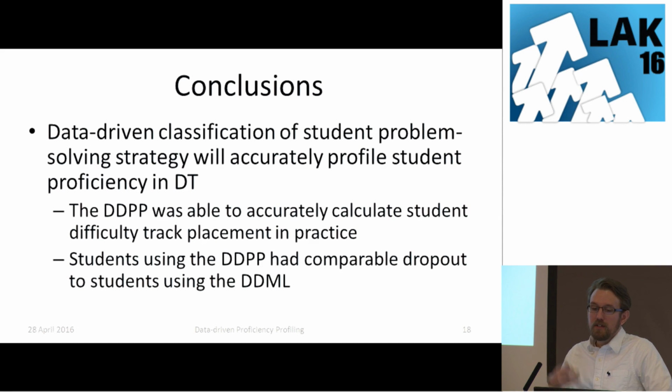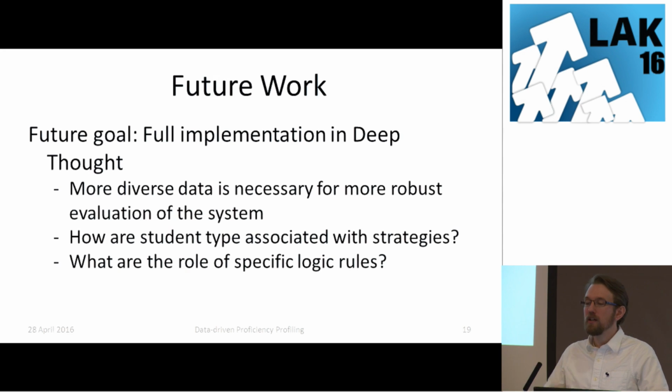So overall conclusions, we were able to accurately calculate student difficulty track placement, and this is in practice. And students who use this had a comparable dropout rate, if not maybe a little bit better, although it is definitely a little bit difficult to tell without getting more data, because whenever you see 100% completion rating across the thing, you always have to think, maybe you need to get some more data too, just to make sure.